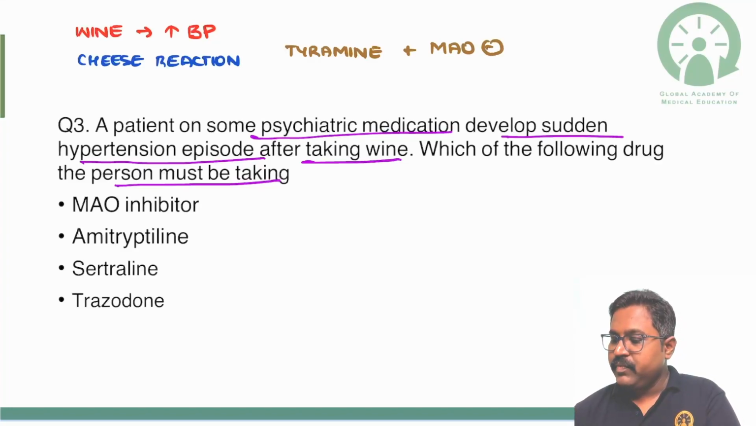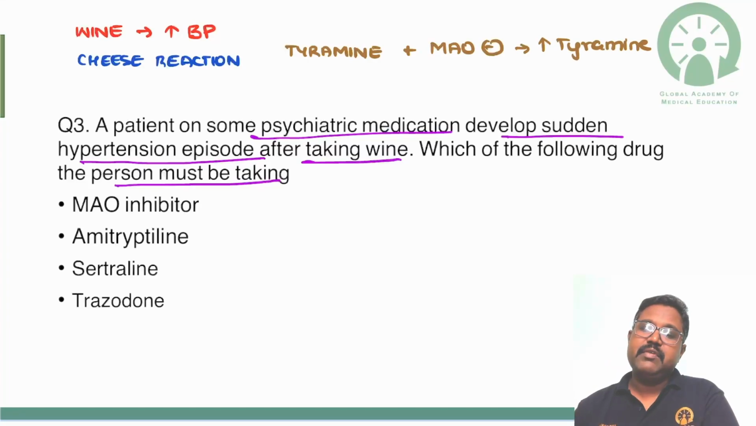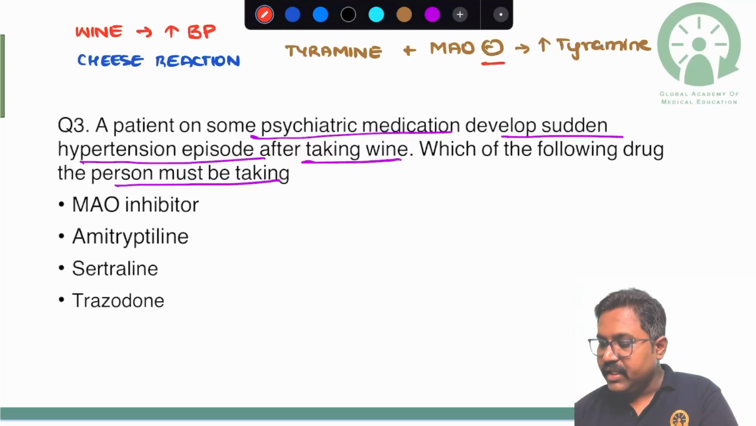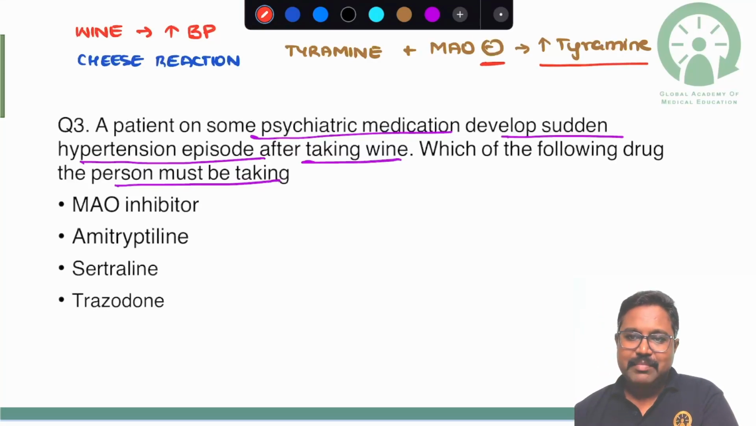What will happen? This is going to cause an increase in the tyramine levels. Usually tyramine is metabolized by monoamine oxidase. Since you are giving a monoamine oxidase inhibitor, you are going to increase the tyramine. Tyramine is an indirectly acting sympathomimetic drug.